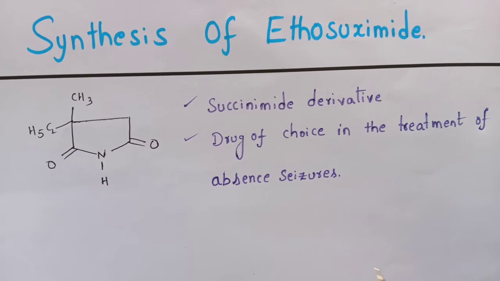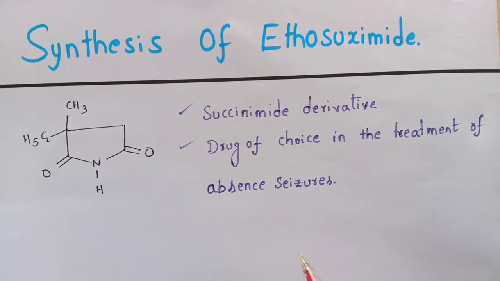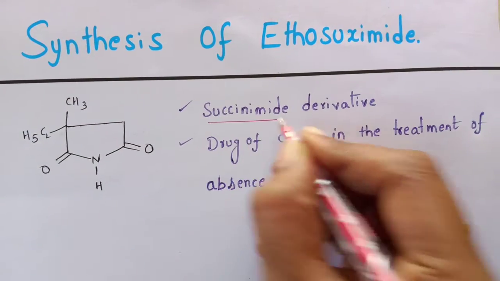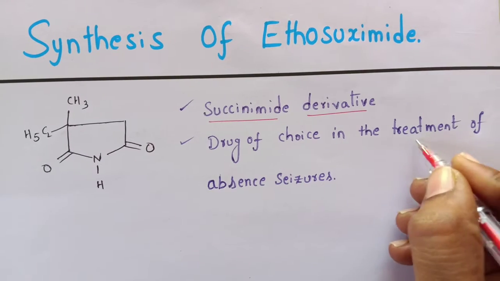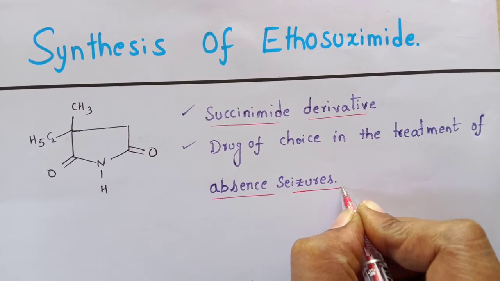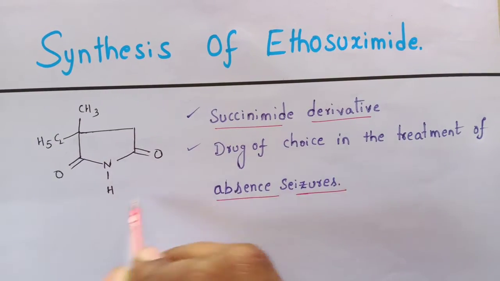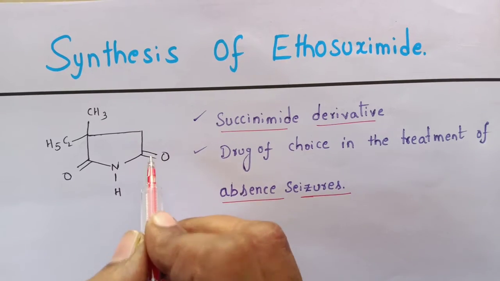Hi everyone. Today I would like to discuss the synthesis of ethosuximide. Ethosuximide is a succinimide derivative and it is the drug of choice for the treatment of absence seizures, which is a very important point. It is the only drug of choice for the treatment of absence seizures. This is the structure of ethosuximide. It is a succinimide derivative.